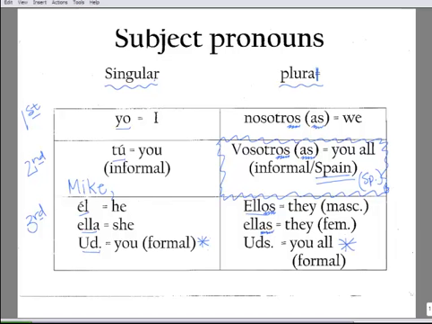So, if we were in Spain and we wanted to talk to a couple of friends, we would use vosotros. And if we were in Spain and we wanted to talk to some teachers, we would use ustedes. But if we were in Mexico, to talk to a couple of friends, we would just use ustedes. And to talk to a couple of teachers, we would use ustedes. Okay, so vosotros is only used in Spain, and that's how you say you all informally there. Anything else, you're going to use ustedes, which means you all.